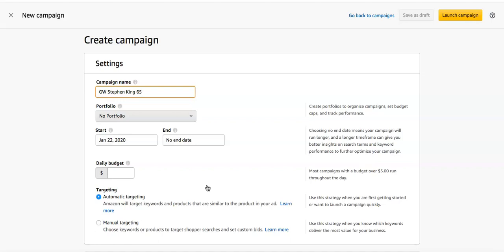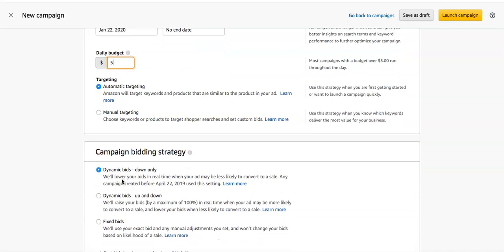So when you're just starting out, you might want to start with a $5 a day budget or $10 a day budget, just because you're trying to learn how the system works and see what's going to work for you. So I would start low, and we'll just put $5 here. I would start low to begin with until you get used to the platform.